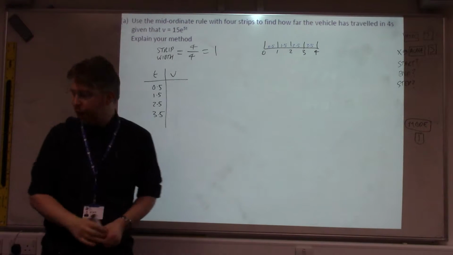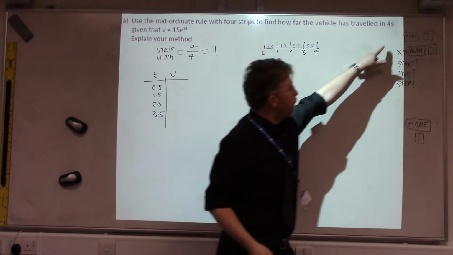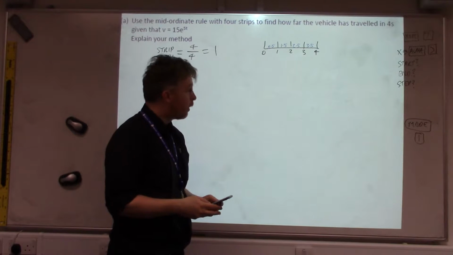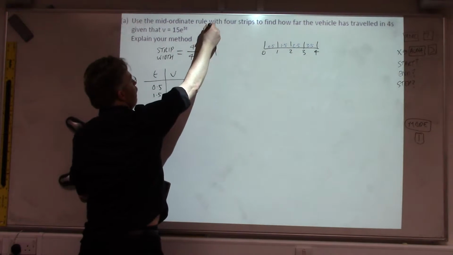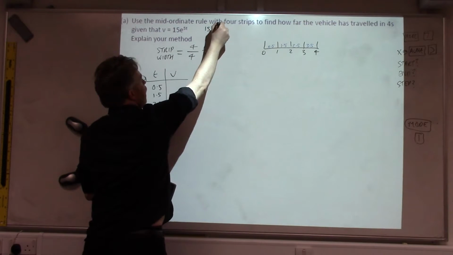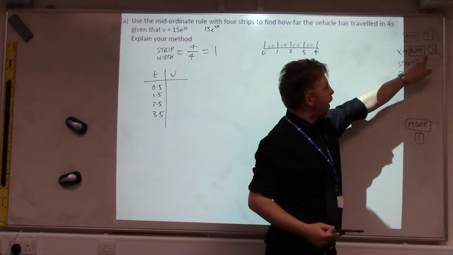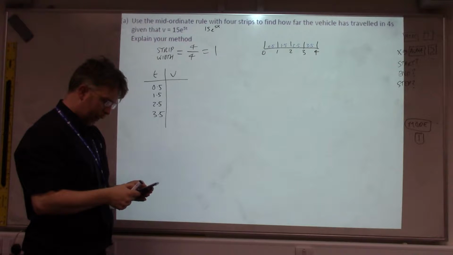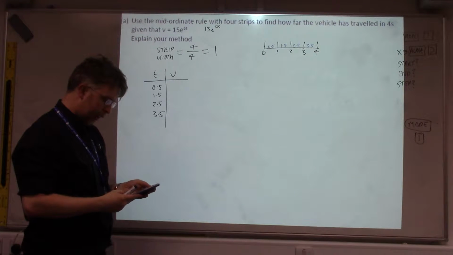So we find ourselves using table mode. Table mode, press mode 7. And we get f of x equals, so the formula we're going for here is 15e to the 5x. As a reminder, to type in x, we press alpha close brackets. So 15 e to the power 5 alpha x equals.